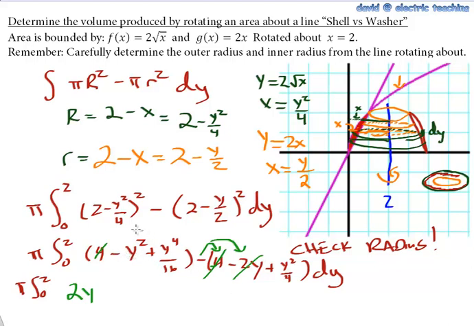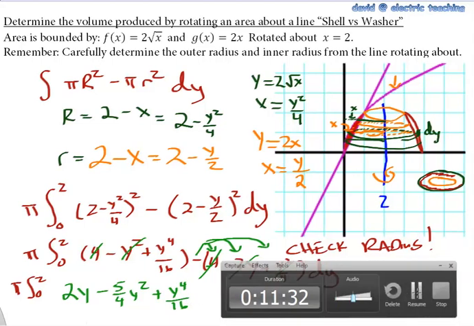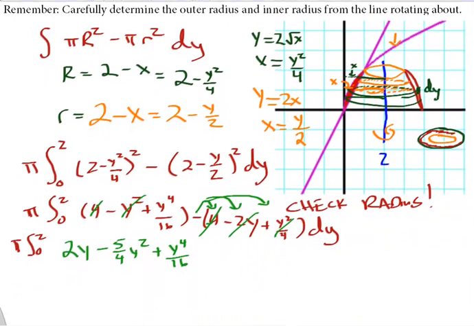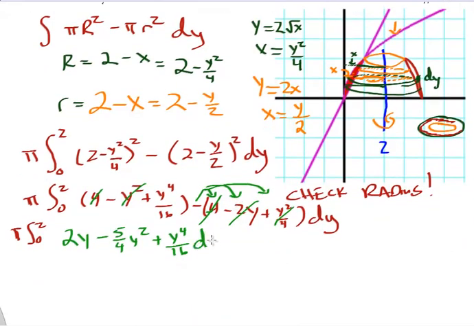You have a negative y squared and a negative y squared over 4. So that's negative y squared and another quarter of y squared, so that's 5/4 y squared. And so that's those two. I just like to cross these off as I get to them. And then what's left is the positive y to the 4th over 16. And don't forget we got dy still.